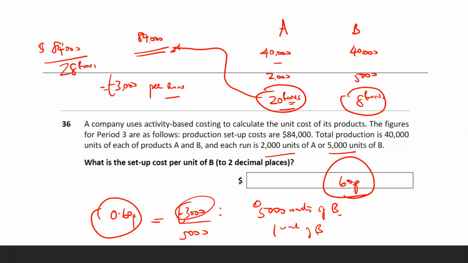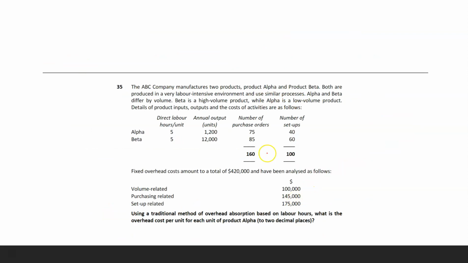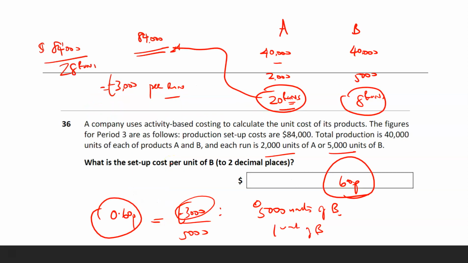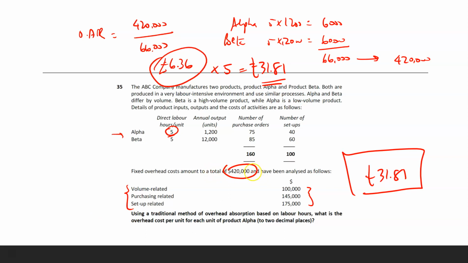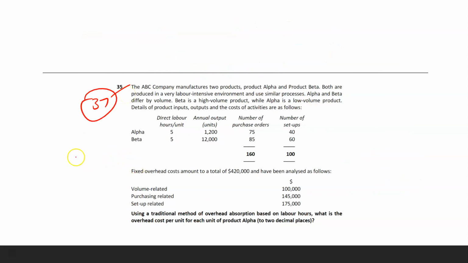Okay, right, good. Let's look at the next one. So the next one is the same information from 35. 37 is 35 in effect, but it's the same information, but a different question, right? So if you look at 35 here, we worked all of this out and we said that the OAR was £6.36. That's the cost of a labor hour. We know that is £6.36.